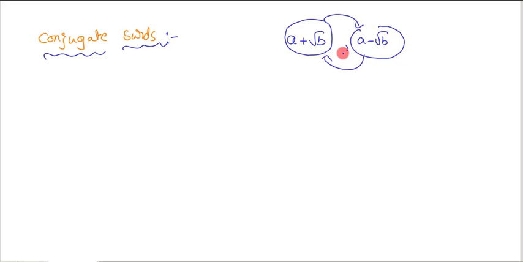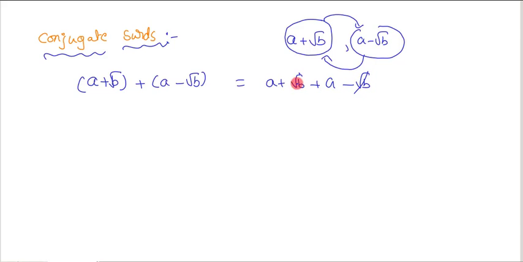If you observe the sum of these conjugate surds, what is it? If I take a plus root b as one surd, and add its conjugate surd, we get a plus root b plus a minus root b. The root b terms get cancelled, so you get a rational number, that is 2a.